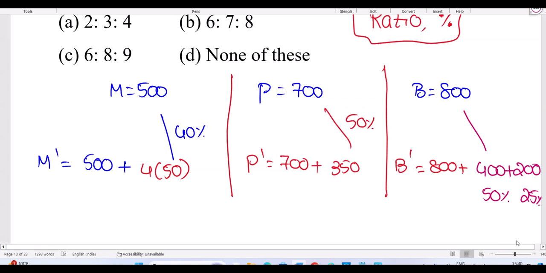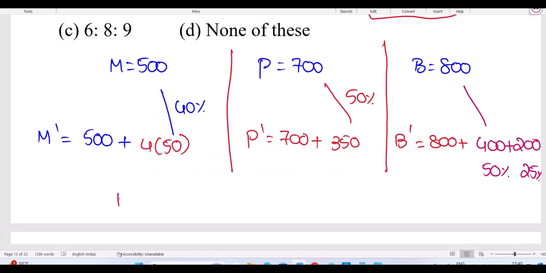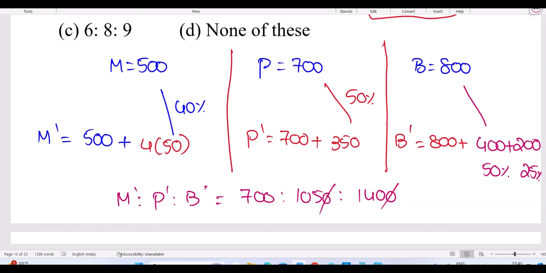Right, now what is the new ratio? Mass is now 700, if I am not wrong. Physics 1050. This is 1400. Every term has 0 common, cancel. 7 10 times, 7 15 times, 7 20 times. Then 5 2 times, 5 3 times, 5 4 times. That's what I think, option 1, 2, 3, 4.